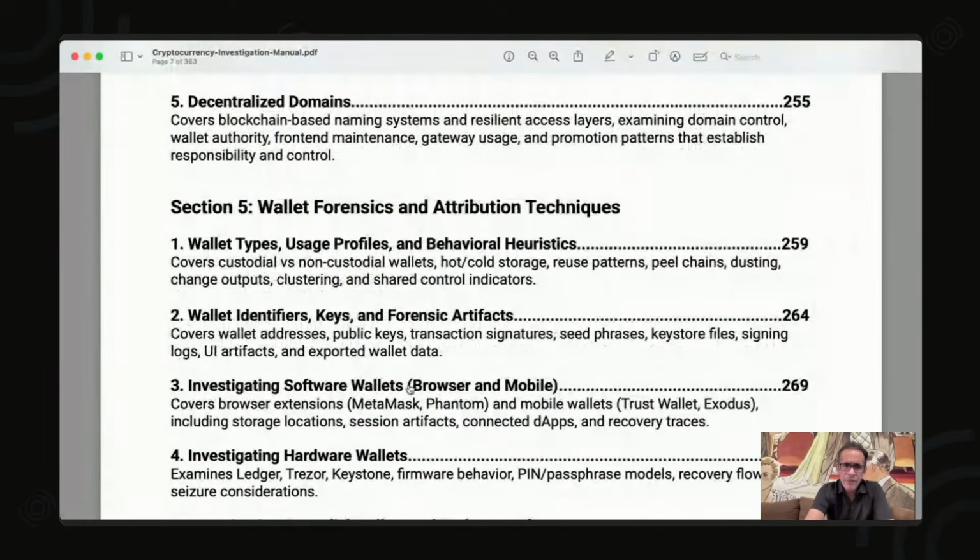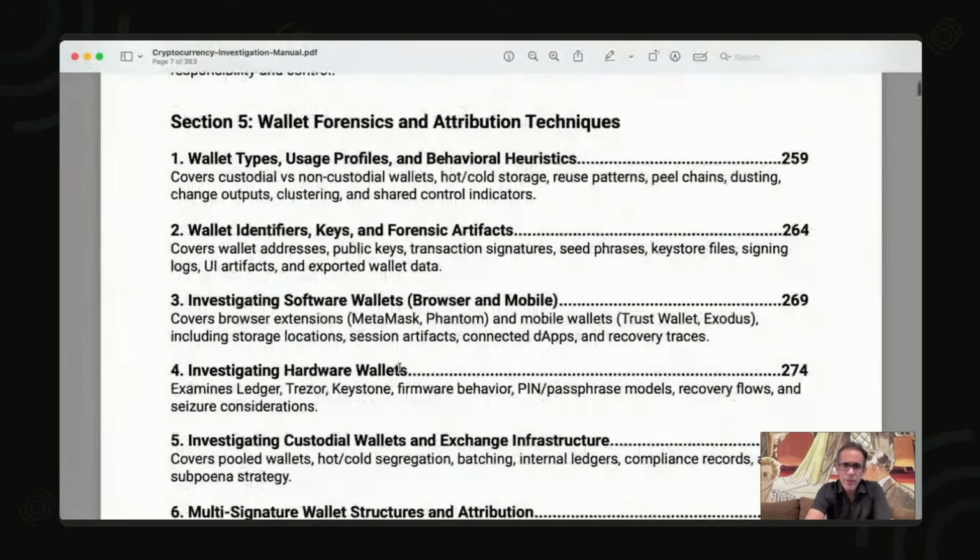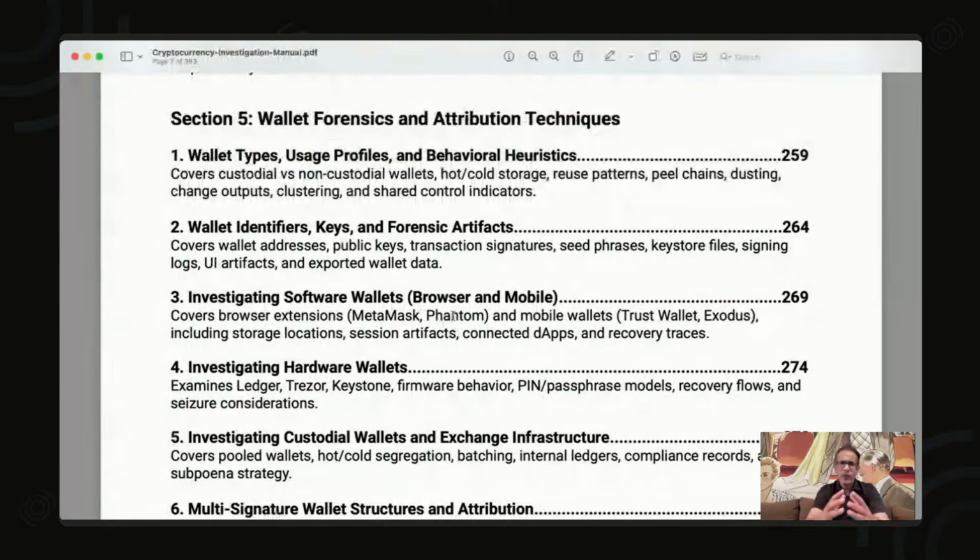Then we come to section 5, which is about wallet forensics. Now, in that, we look at the different kinds of wallets. So there is custodial versus non-custodial. There are hot and cold storage. In that, we look at reuse patterns, peel chains, dusting, and understanding how exactly these wallets can be used and misused. Then we go into the wallet identifiers, keys, and their forensic artifacts.